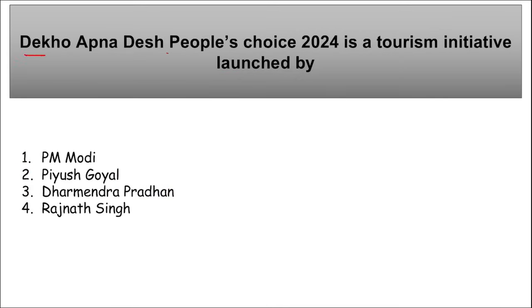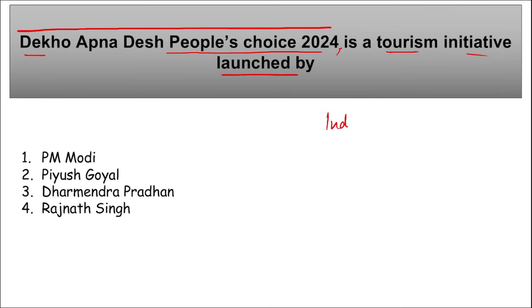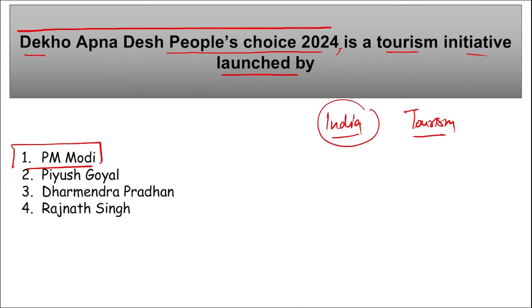Dekho Apna Desh People's Choice 24. This is a tourism initiative that was launched by whom? So remember, Dekho Apna Desh People's Choice 2024. This is a tourism initiative so that India's tourism sector can boost. Various places in India, people can visit those places and the tourism sector can boost in India. So this was launched by PM Modi, Narendra Modi.